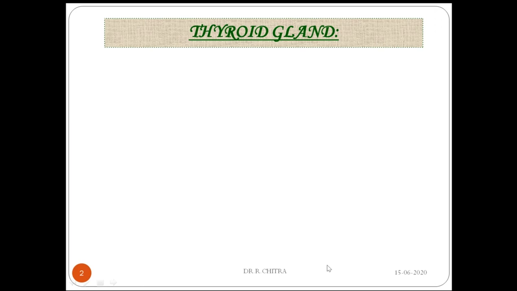Do you know the meaning of the thyroid gland? Thyroid gland, thyroid cartilage, thyroid meaning is shield like, covering some structures behind it. It is shield like.